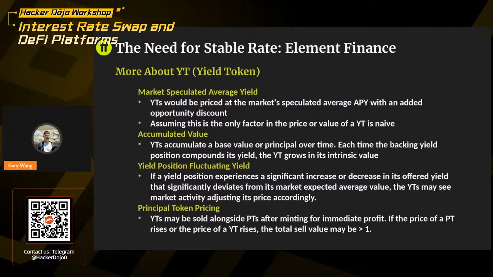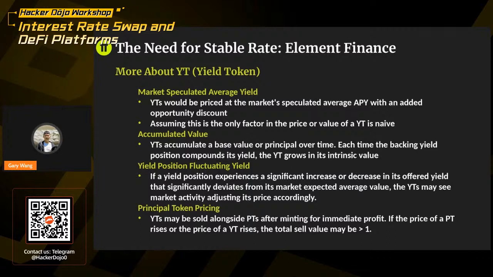The third feature and functionality of the yield token is that if the yield position experiences a significant increase or decrease in its yield that significantly deviates from its market expected average value, the yield tokens may see market activity adjusting its price accordingly. So you can see the yield token as an indicator of the market's speculation of the future.